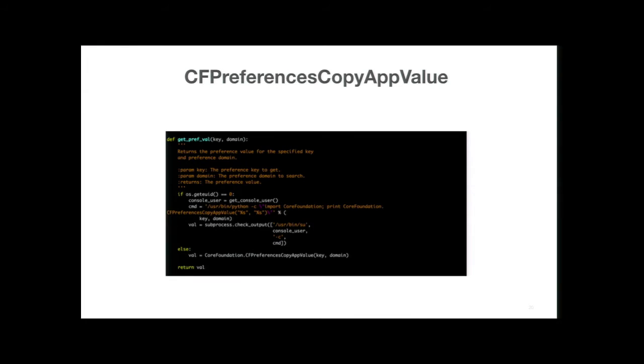CFPreferencesCopyAppValue. This allows you to retrieve a preference value using CFPreferences in Python, or Objective-C, or C rather. So here we're using just val equals CoreFoundation.CFPreferencesCopyAppValue, and then pass it the key and the domain, and then just return that value. So AutoFillPasswords, and then com.apple.Safari.